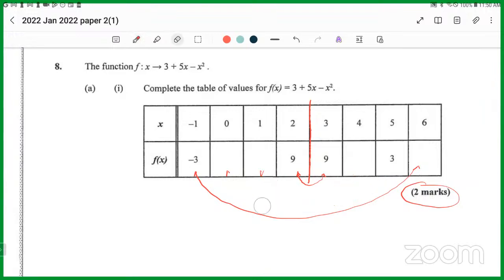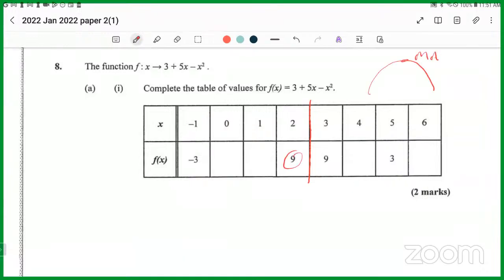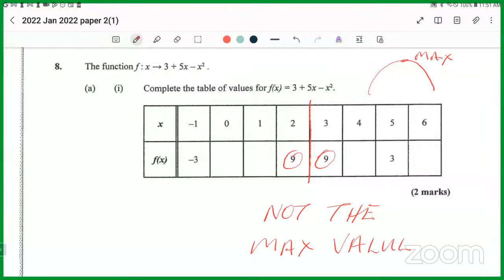Let me tell you something right off the bat. Listen to me carefully now. This graph has a frown shape and will have a maximum value. 9 is not the maximum value on this function. It cannot be the maximum value. Even though it's the largest value we are seeing in the table, it is not the maximum value.